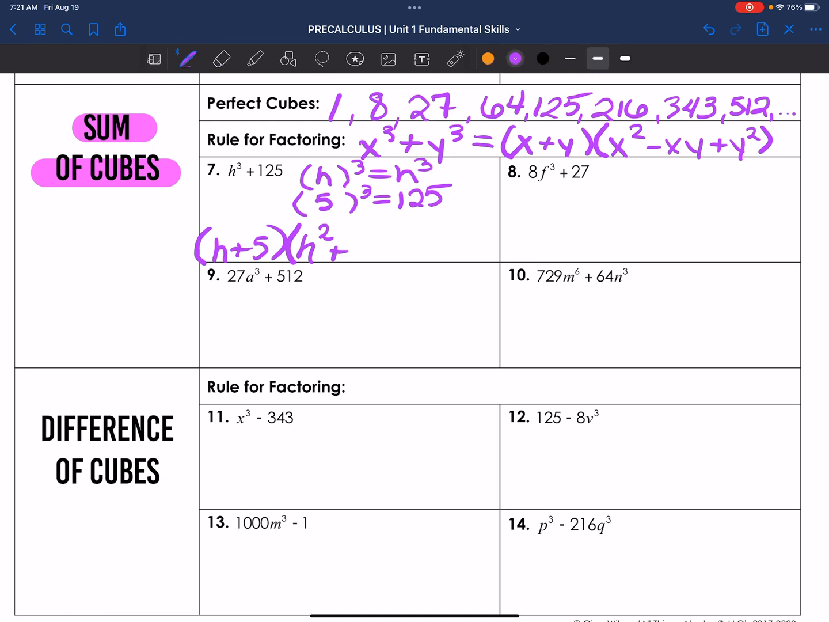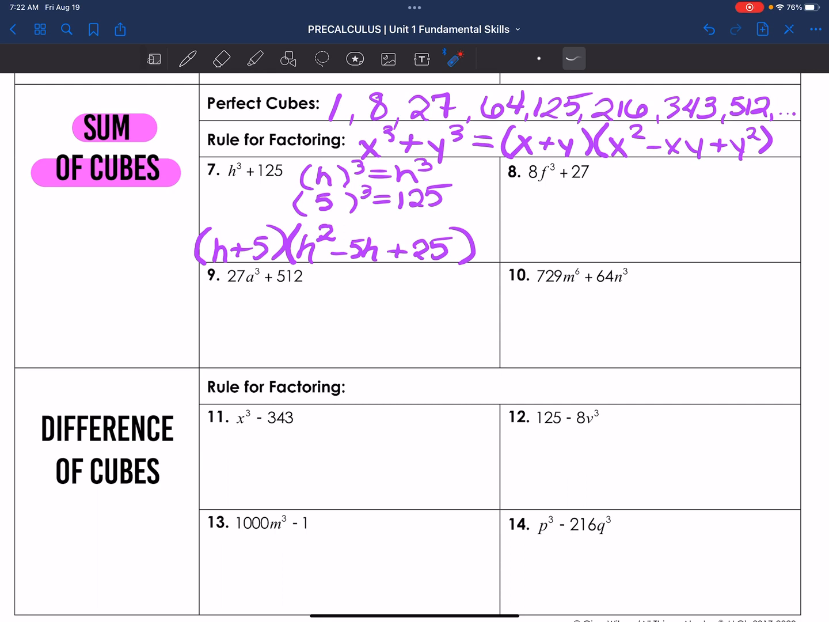And then our first and second quantity, we're going to subtract. We need to subtract and multiply those together. So the two values, h and 5, we can write that as 5h because we usually put the coefficient in front. And then plus, if we're following the rule, plus our y squared. Well, our y is 5, so it would be 25. That is how you factor a sum of cubes. Again, you're going to look for two values that are perfect cubes and are adding together.